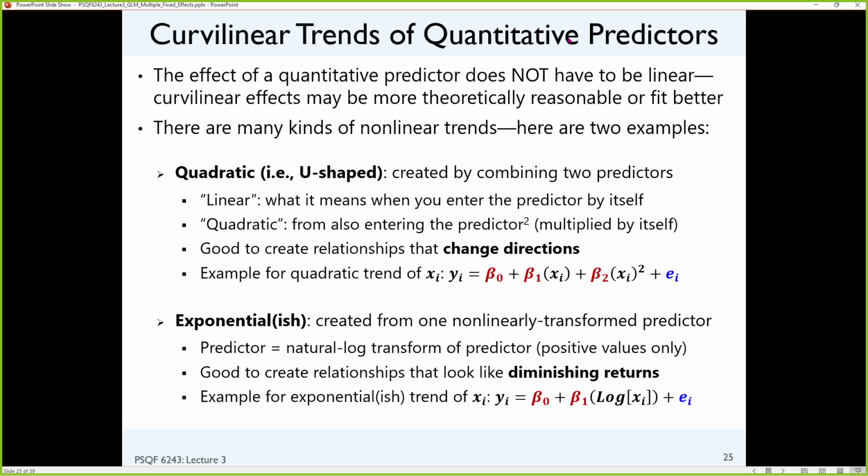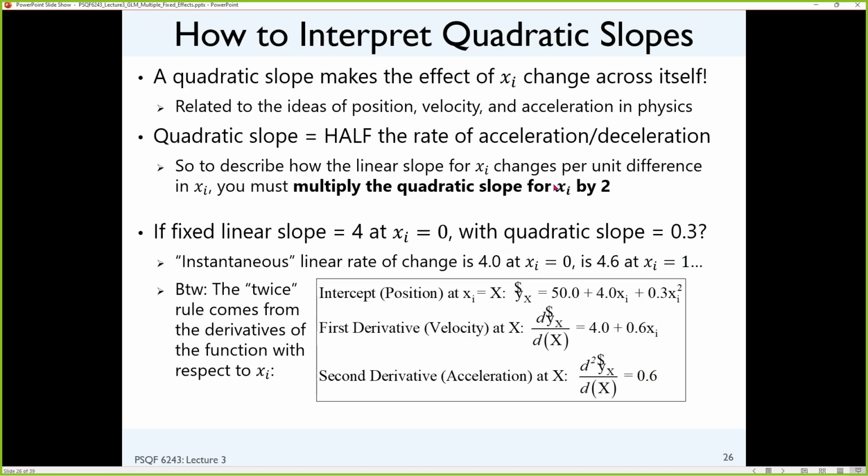The tricky part with quadratics. There is a rule that you have to learn to interpret a quadratic coefficient correctly. And the rule is multiply it by 2. Cough, cough, homework question. That's the trick.